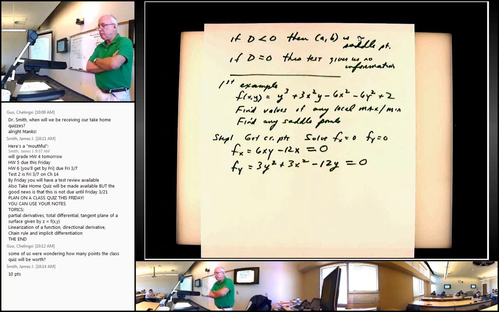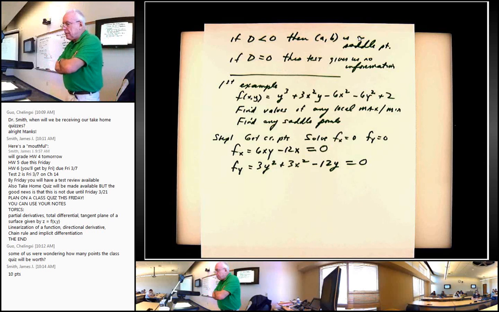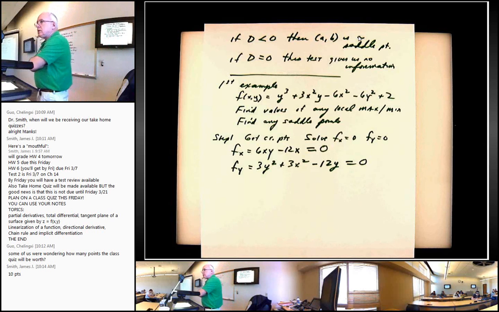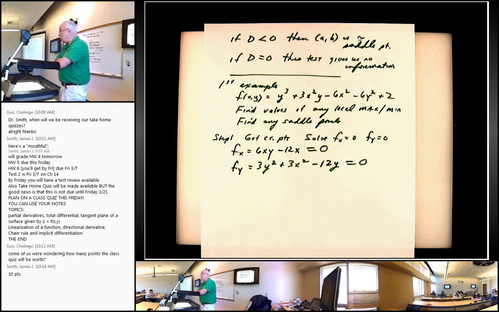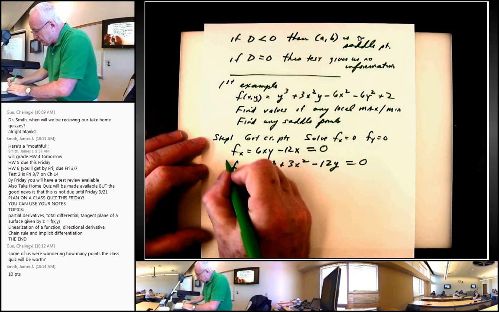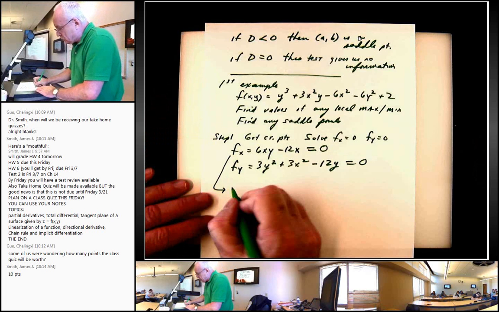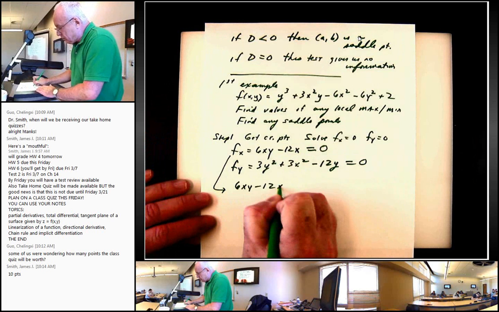Okay. Now, I'm hoping that it makes sense that we start with the easier one, all right? Which would be which one? Fx. So let's look at fx equal to 0. So we have here 6xy minus 12x equals 0.